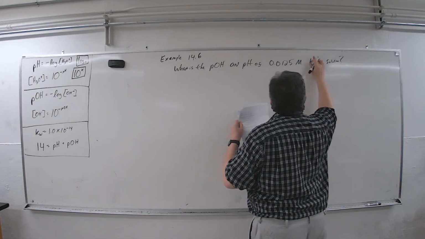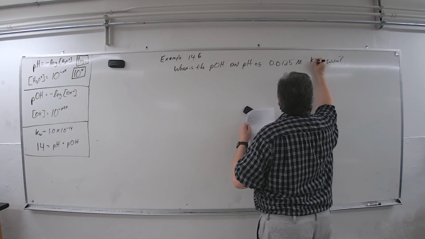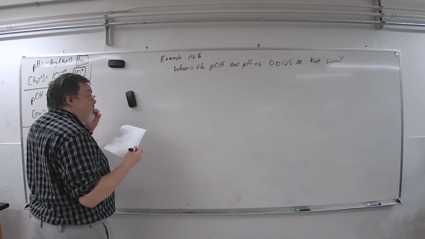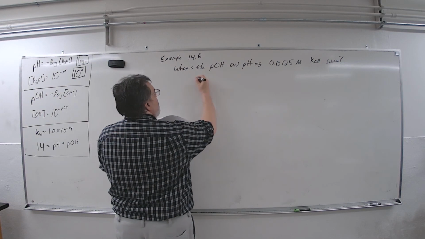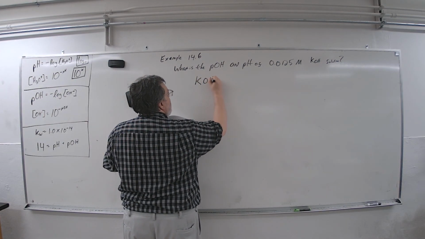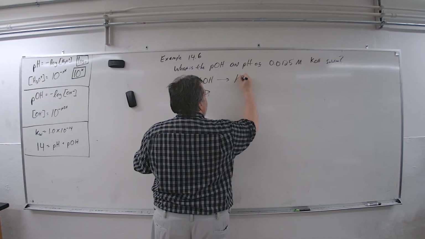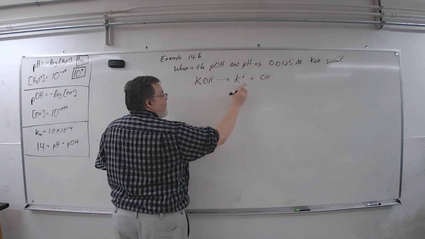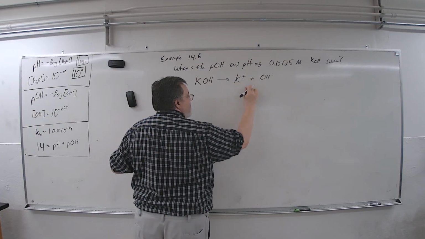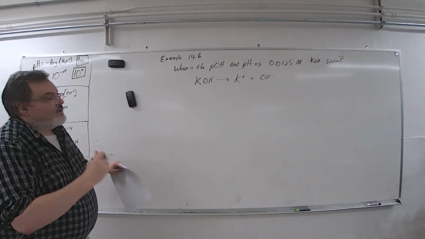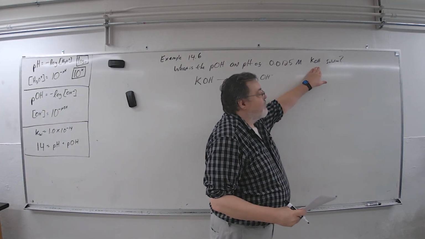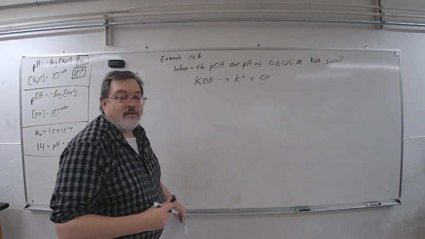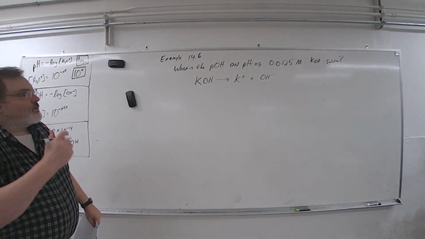Again, KOH, it's in the list of strong bases. When you put KOH in water, it becomes K+ and OH-, and this is a one-to-one relationship, there's no coefficients here. So whatever the concentration of KOH was when you made the solution, that's the concentration of the OH- in the solution.